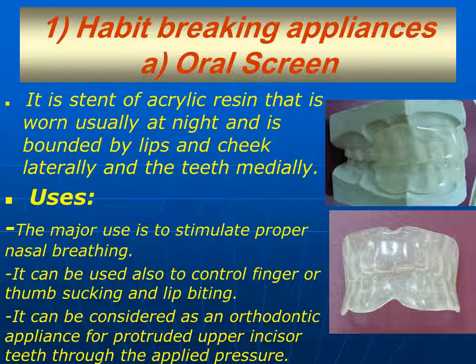The first device, we call it habit breaking appliances, like the oral screen, for example. It is a stent of acrylic resin that is worn usually at night and is bounded by lips and cheek laterally and the teeth medially.